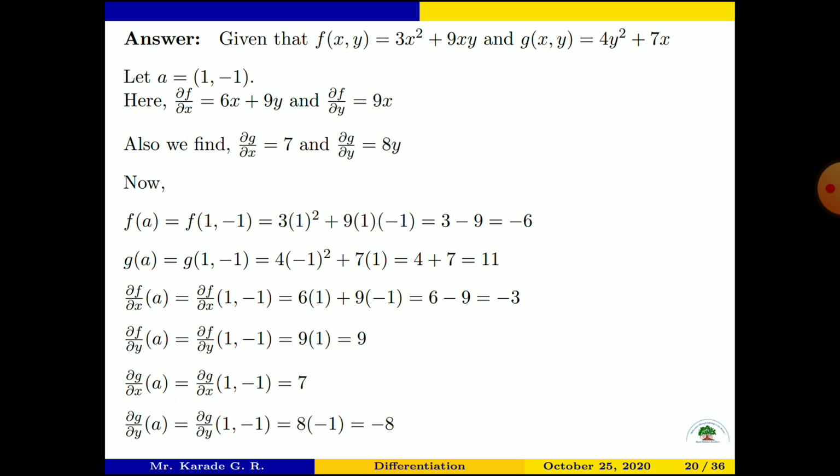Now we find the value of g at point a, and it is equal to g of 1 comma minus 1. As the function g of x comma y is defined like this: 4y square plus 7x, on the same line we will write the value of g of 1 comma minus 1, and it is equal to 4 into minus 1 square plus 7 into 1, so it is equal to 4 plus 7, which is equal to 11.